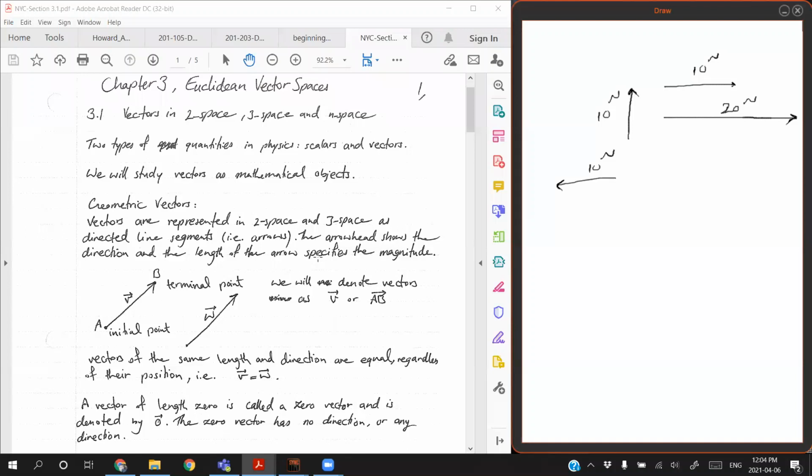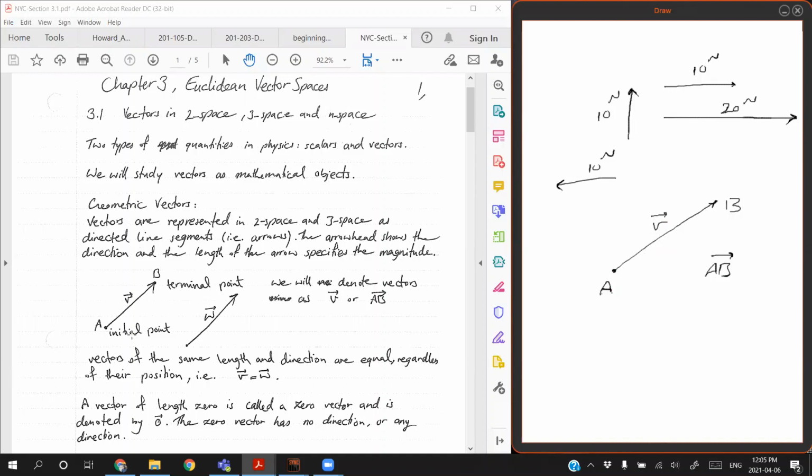For each vector, we have something called an initial point. So we have a vector that goes from point A to point B. We can represent that vector as AB, and then we put an arrow on top to emphasize that it's a vector. We can also represent it with V or U. For the vector that goes from point A to point B, point A would be the initial point, and point B would be the terminal point.